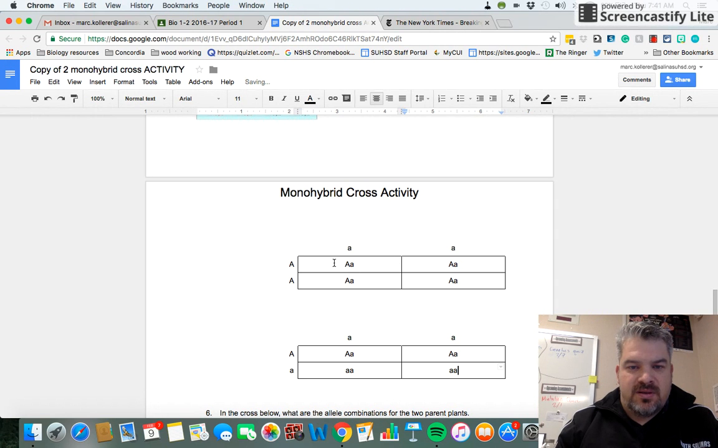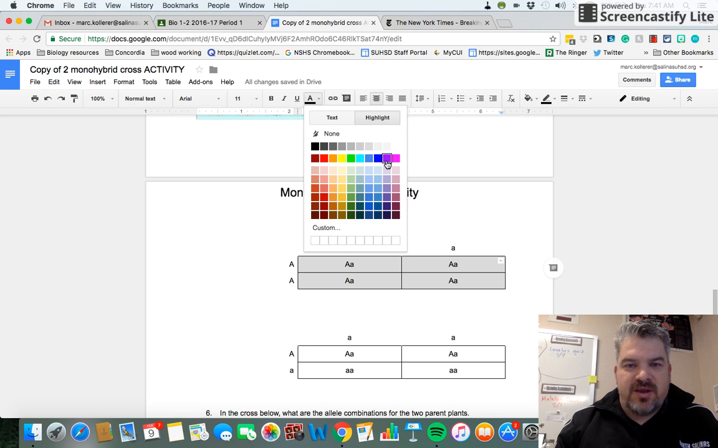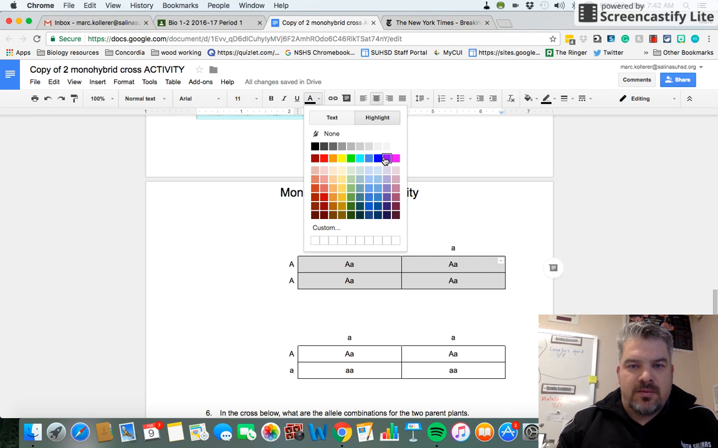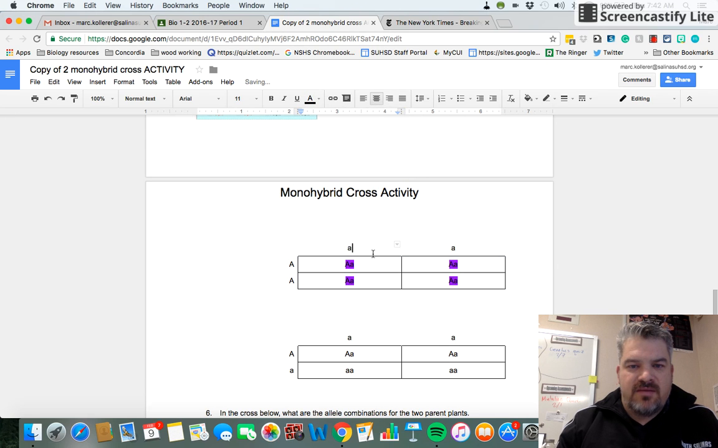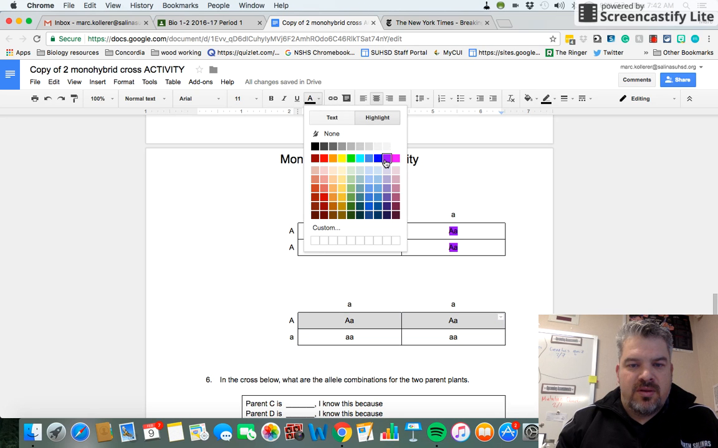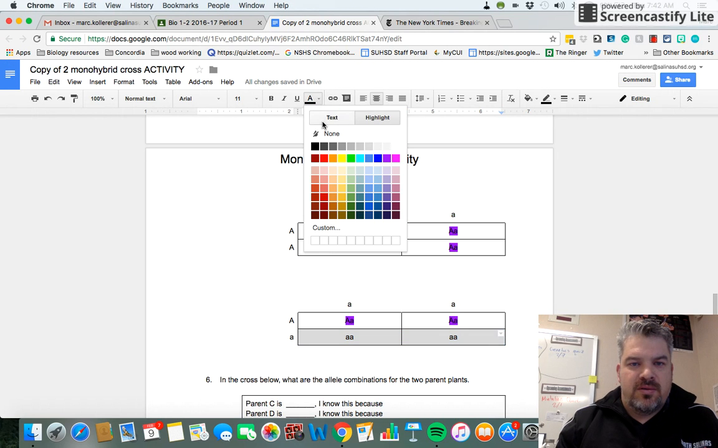Okay, so in this one, all of the offspring, 100%, I'm going to highlight instead. 100% of the offspring will be purple because they all have a big A. In this one, two of them would be purple, and two of them would be non-purple.